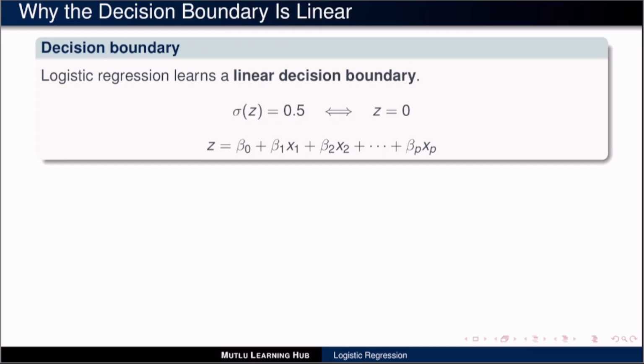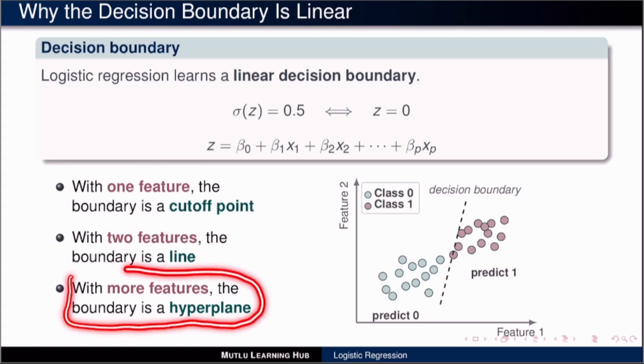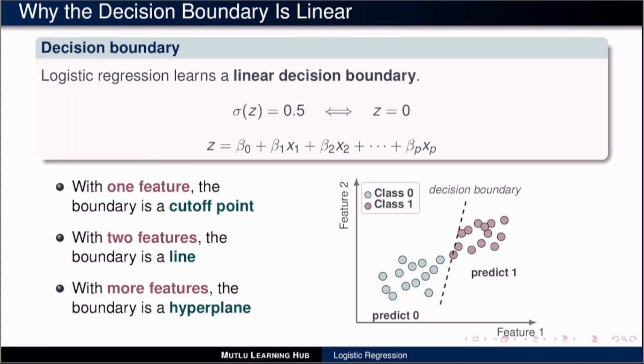Now, here is something interesting. The decision boundary is still linear. Why? Because the threshold corresponds to the score being 0. So even though we use a nonlinear function, the sigmoid, the boundary itself is still linear. For example, if we have only one feature, the boundary is a cutoff point. If we have two features, the boundary is a line. With more features, the boundary is a hyperplane. That's why logistic regression is still considered a linear model.